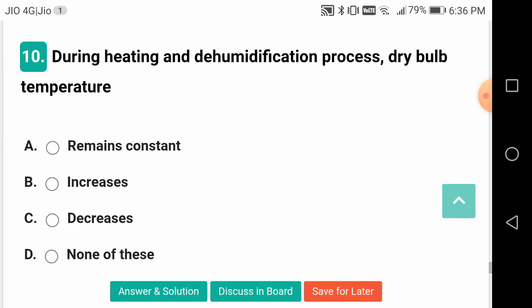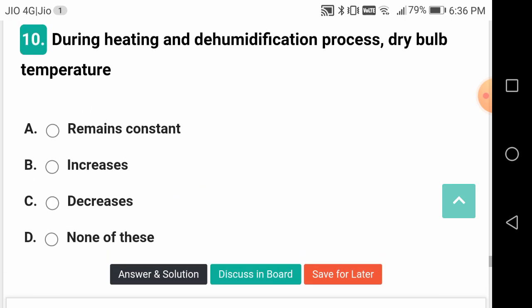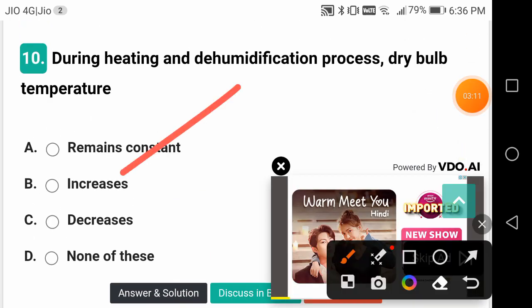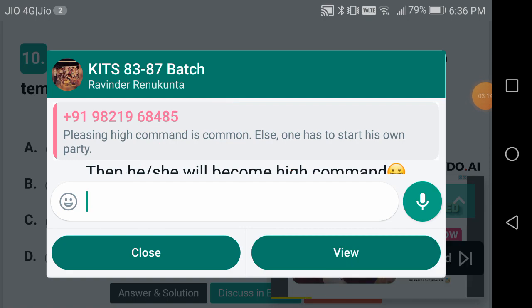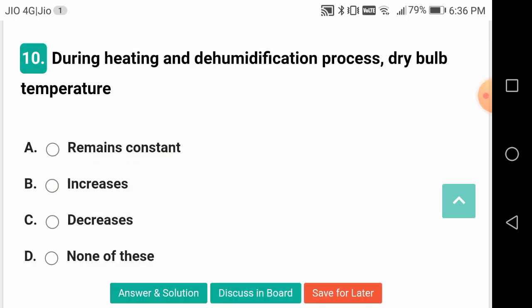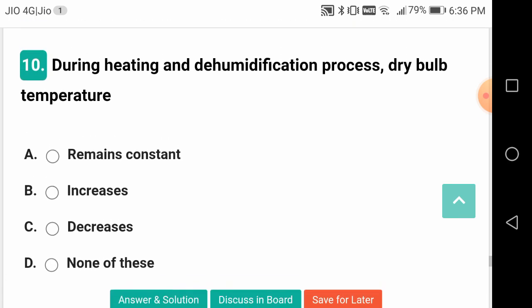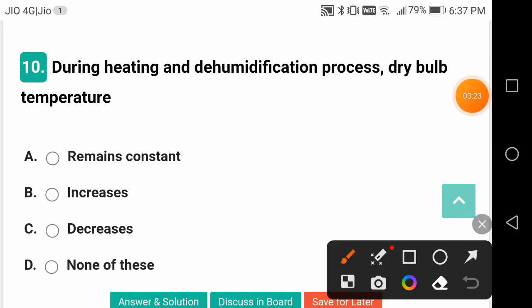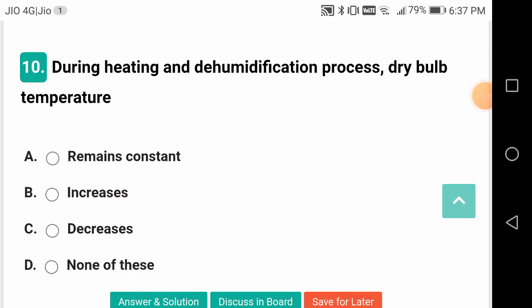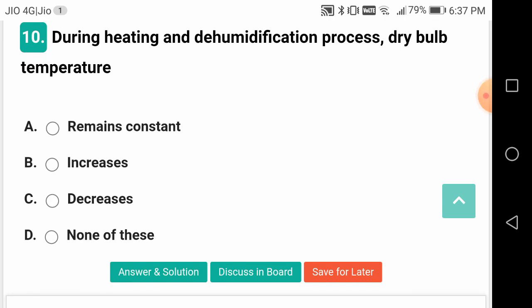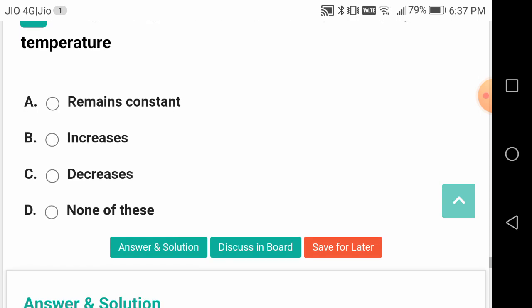During heating and dehumidification process, is the dry bulb temperature going to increase or decrease? It is going to increase, because heating means a rise in temperature. This is how heating and dehumidification looks on the chart. Heating means dry bulb temperature increases. Dehumidification means specific humidity decreases. So the two characteristics of this process are dry bulb temperature increase and specific humidity decrease.